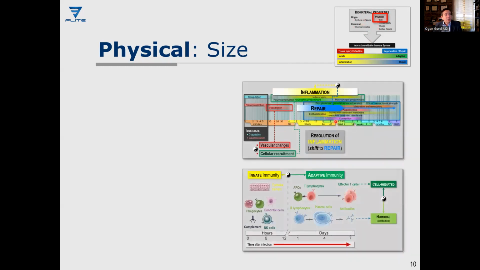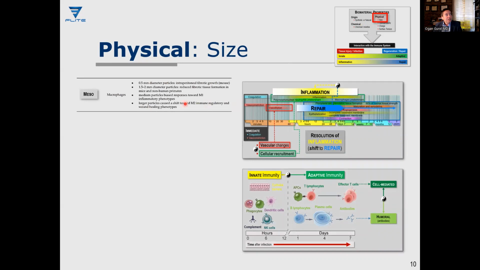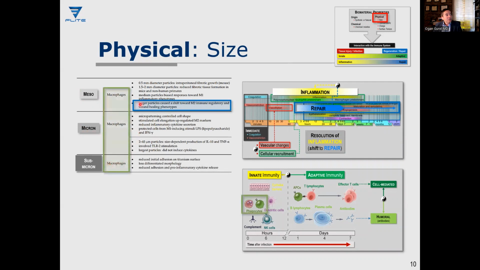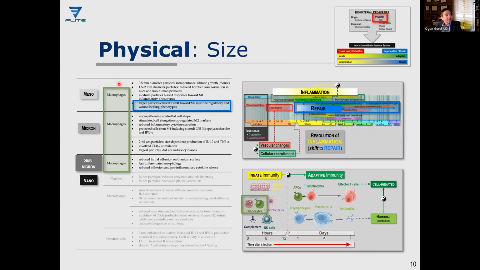As I mentioned, these are the frameworks, and so we'll talk about the mesoscale. The mesoscale tends to influence macrophages. These are larger particles, and they stimulate the repair process. Then we have the micron scale. Also, macrophages tend to be influenced there, and the submicron scale. So macrophages are particularly influenced by this size dimension.